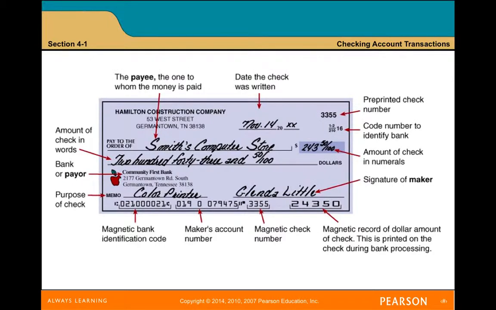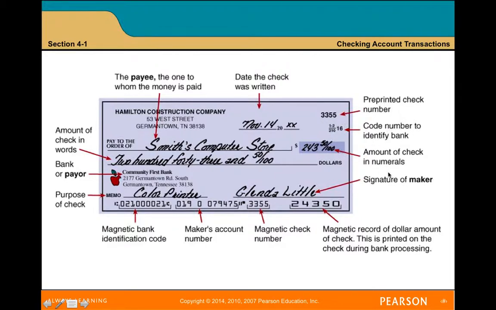So then these are the components of a check. You have the payee, the person who is getting paid, here on this line, paid to the order of. The date the check was written. On this line, this is the number of the check. The code number to identify the bank.